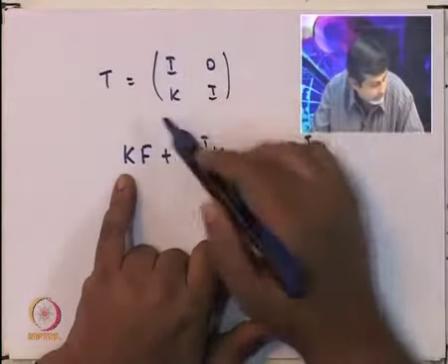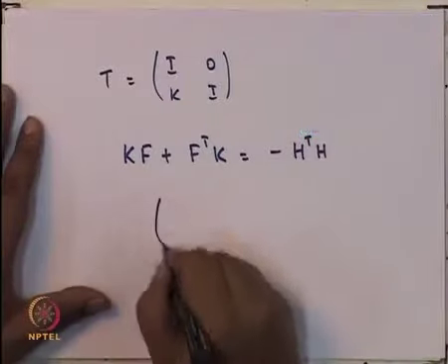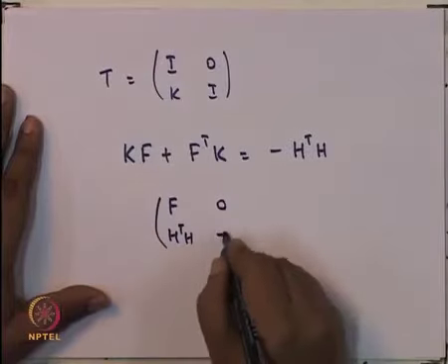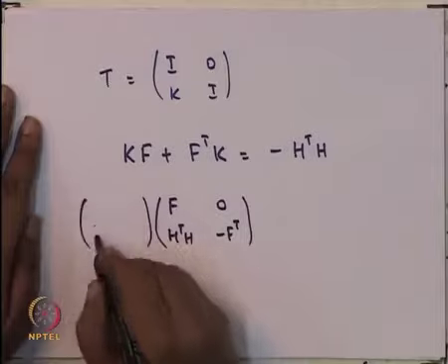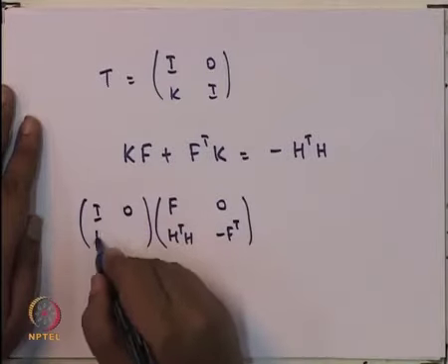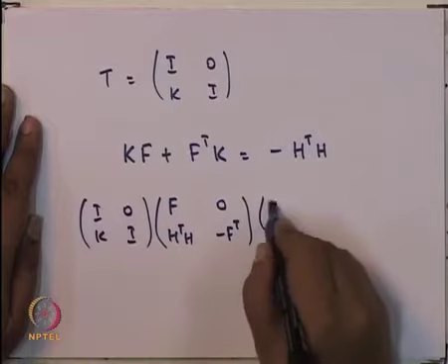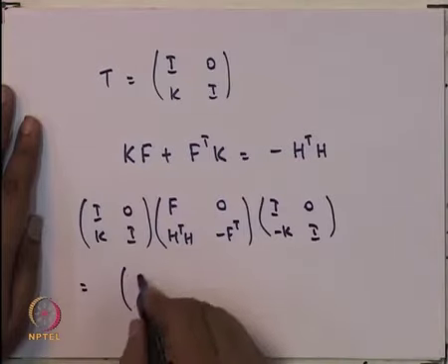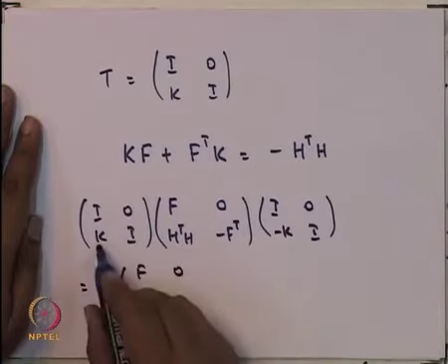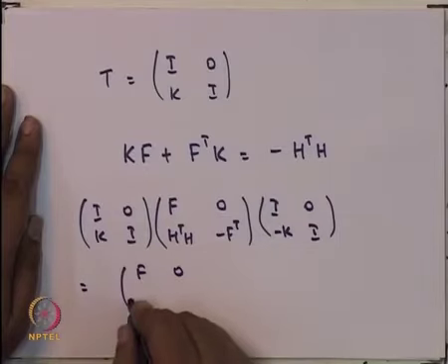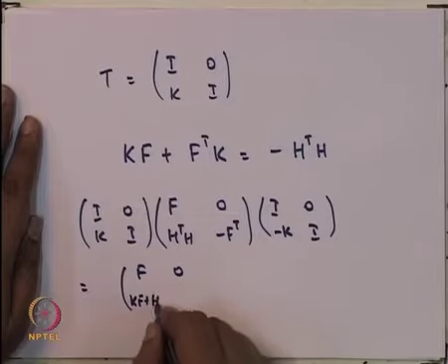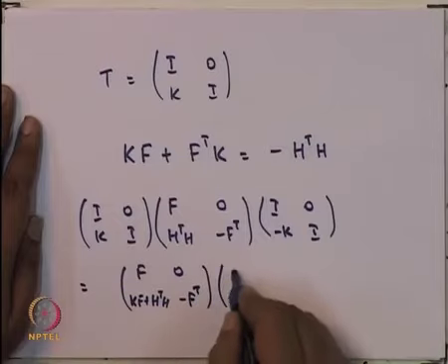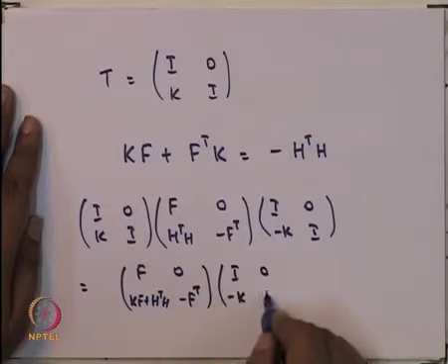Okay. So, if you use this K in the similarity transformation matrix, let us just look at what we would get. We have F 0 H transpose H minus F transpose, and we are going to use this I 0 K I, and of course, the inverse of that matrix is I minus K 0 I. So, if you multiply this out, multiply the first two matrices, you get F 0, and this one, when you multiply, you get K times F plus H transpose H, and the other one you get minus F transpose, then post multiplied by I 0 minus K I.